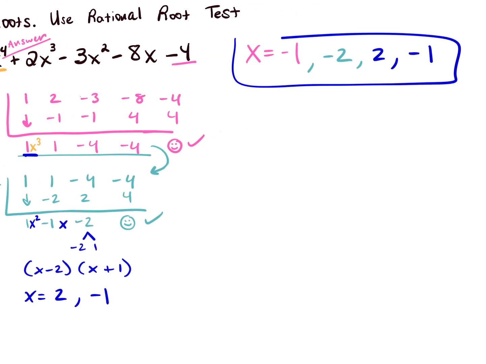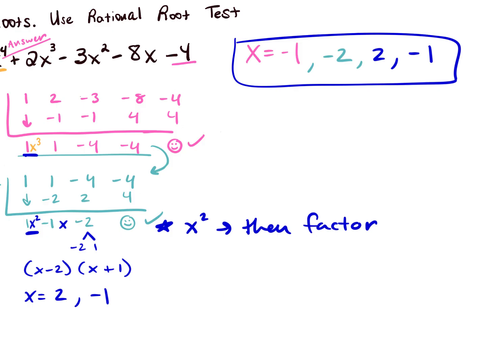So notice how -1 repeats. If we would have tried -1 the first time and the second time, it would have worked both times. So you can get an answer that repeats. You can try something that worked the first time, but if it didn't work the first time, it's not going to work the second time also. So these are our 4 answers. So you want to keep doing your last over first until you get down to x squared. Once you get down to x squared, then factor it.